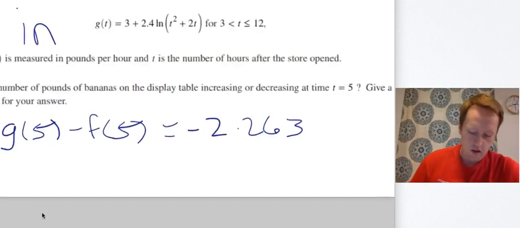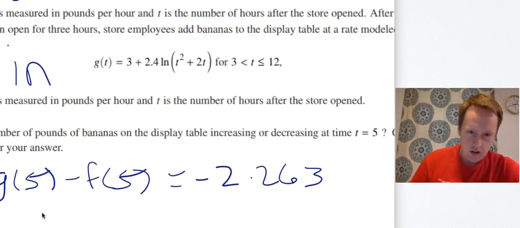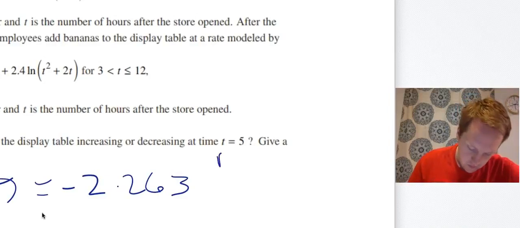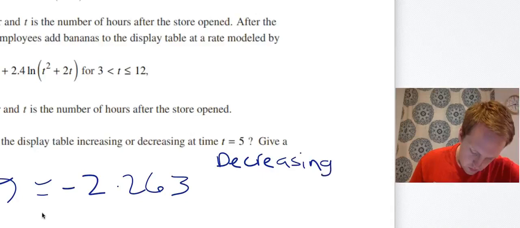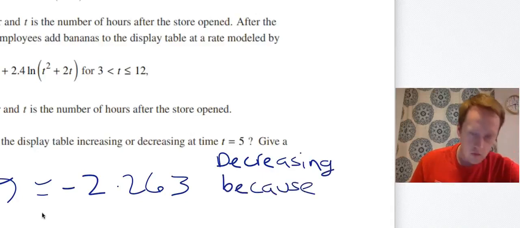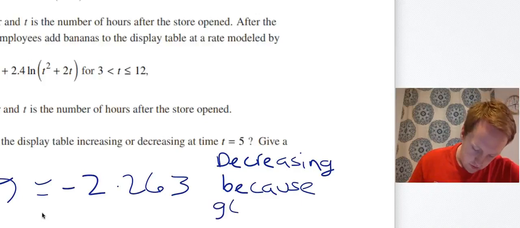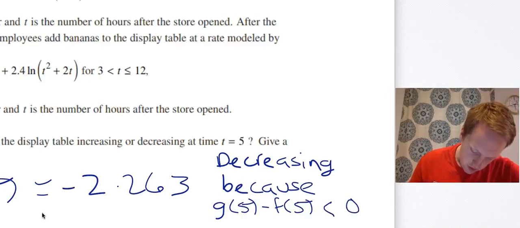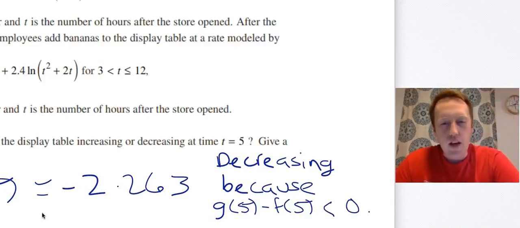So what I'm going to do is say decreasing because g of 5 minus f of 5 is less than 0. Now, if you want to say is negative, that's fine too. I saw myself running out of room, so I put less than 0, but negative is what we're really talking about.